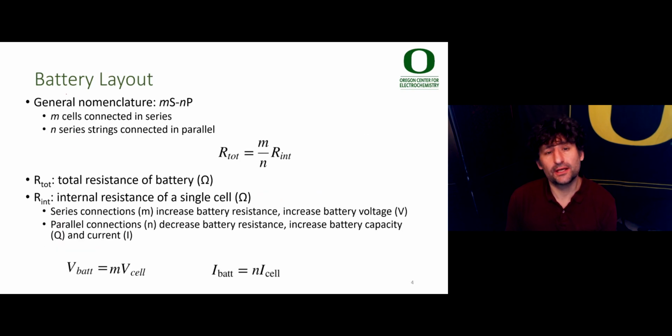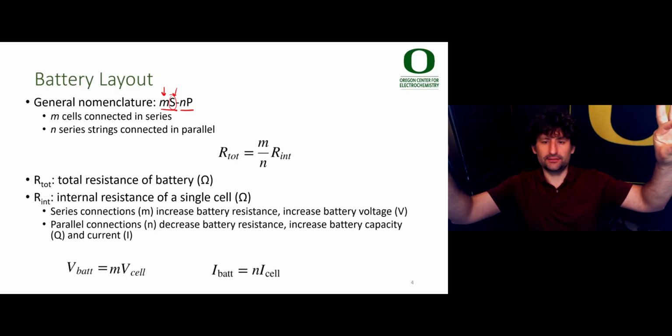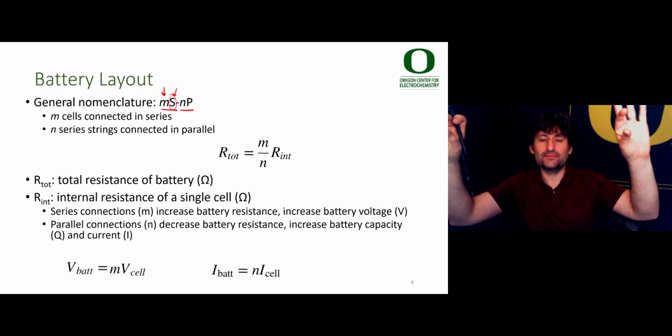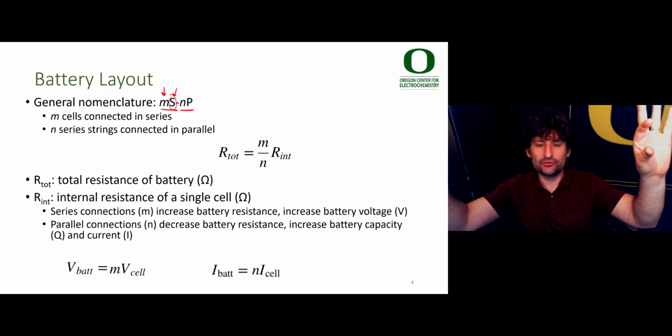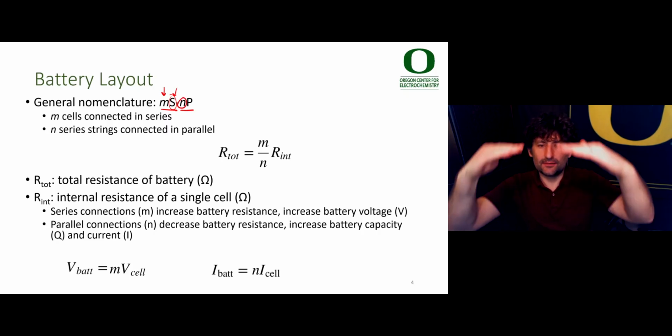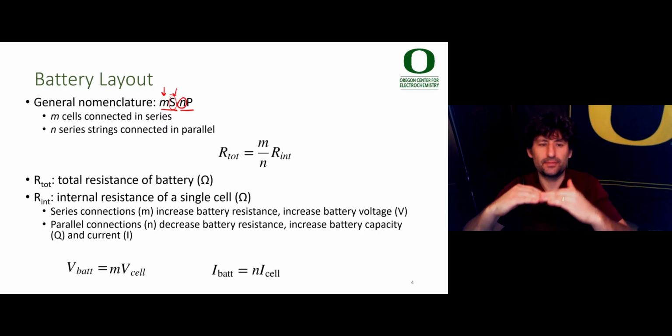The general nomenclature for battery layout is MSNP, where you have M cells connected in series. That's what the S stands for. So that's the number that are in an individual string hooked up in series. That tells you what the voltage is. M times the individual cell voltage tells you the pack voltage. NP is the number of those strings that are then aligned in parallel.